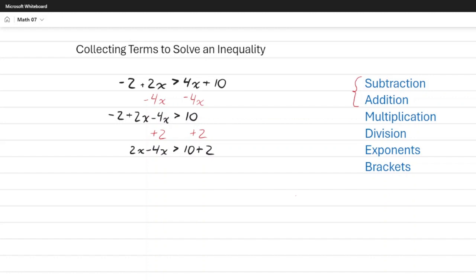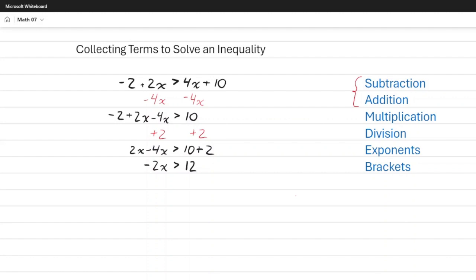At this point, you can simplify, or if you're comfortable doing it, you can simplify before you do it. Again, up to you, depends on how confident you are. So let's simplify both sides of the inequality. If I have 2x and I take away 4x, that's negative 2x, is greater than 10 plus 2 is 12, just like that.